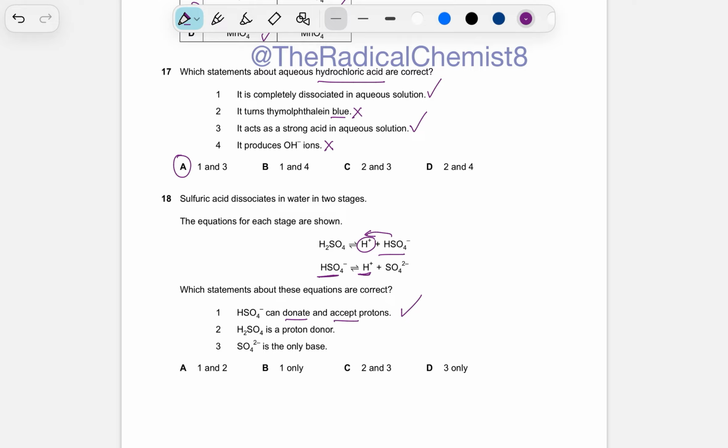H2SO4 is a proton donor. Well, yes, it's dissociated to form a proton. And then SO4 2 minus is the only base. So remember, in this case, a base is a proton acceptor. And this statement would be incorrect because you have HSO4 minus also acting as a proton acceptor when this reaction is going this way. So this is wrong. So your answer is 1 and 2, so A.